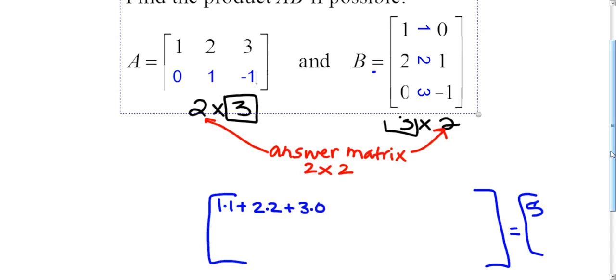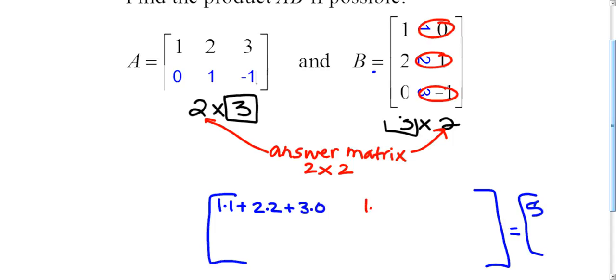So now I'm over here and I'm going to do 1 times 0 plus 2 times 1 plus 3 times negative 1. So here we go: 1 times 0 plus 2 times 1 plus 3 times negative 1. Oops, not negative 7, sorry, negative 1. When I simplify that, I get negative 1. Now you can see that I have distributed that top row all the way through that matrix.